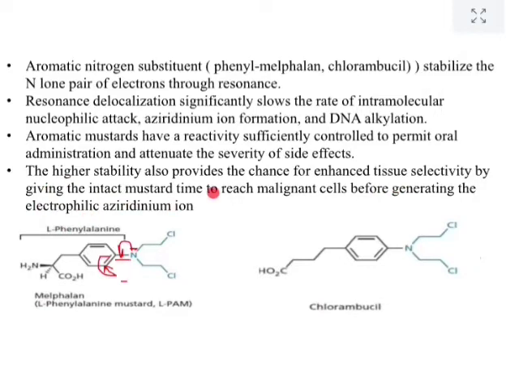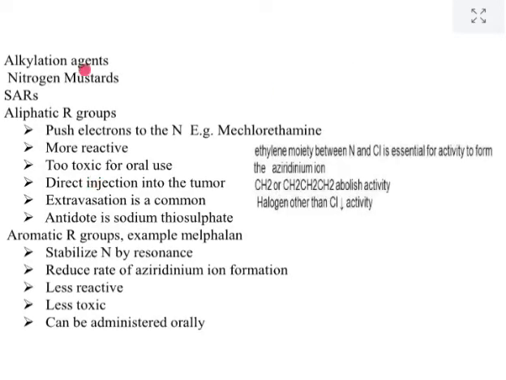So we are therefore saying, when you do an aromatic substitution, you reduce toxicity, you change, you can be able to give the drug orally, and also you increase the selectivity, as I've explained. Alkylating agents, the nitrogen mustards. So what are our SARs?